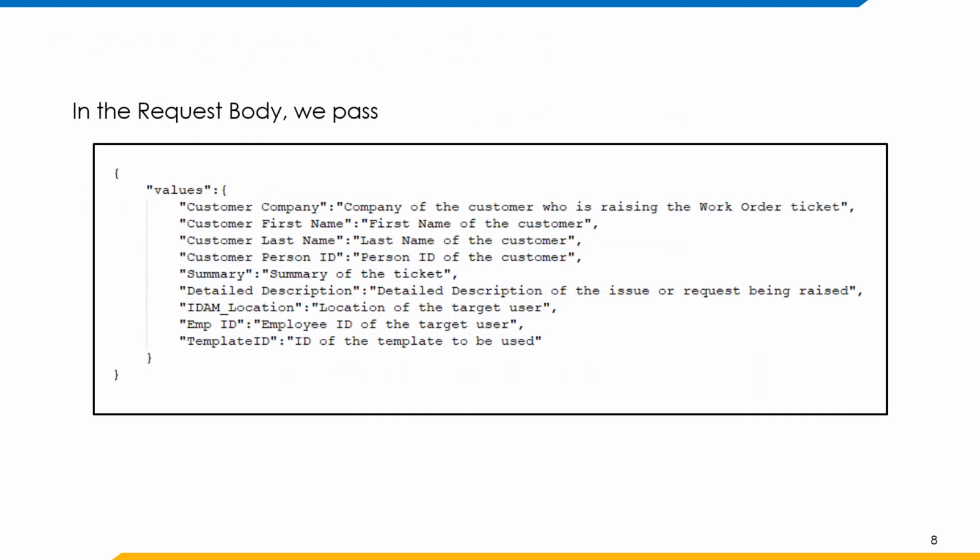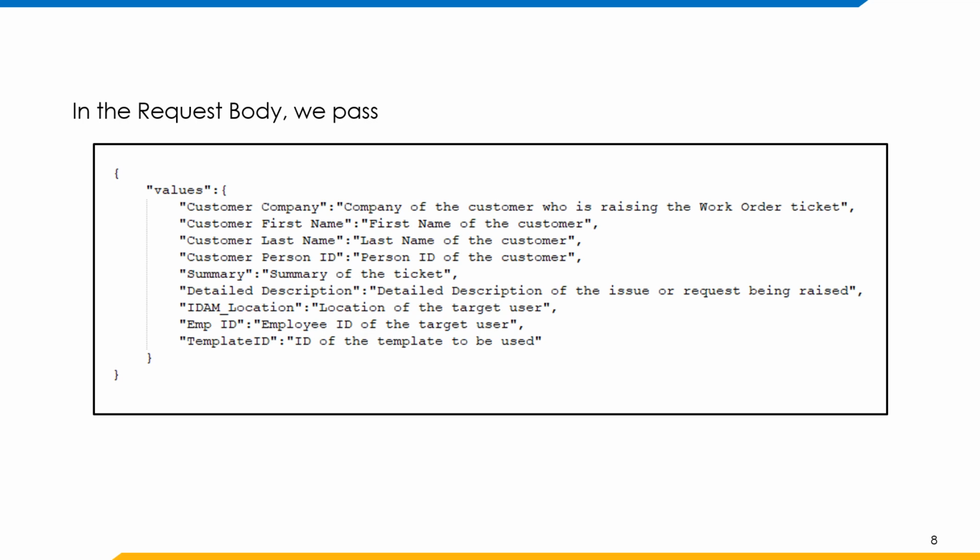As part of the request body, we will be passing attributes such as customer company, which specifies the company of the customer who is raising the work order ticket. Customer first name, this specifies the first name of the customer. Customer last name. This specifies the last name of the customer. Customer person ID, which specifies the person ID of the customer who is raising the work order ticket.